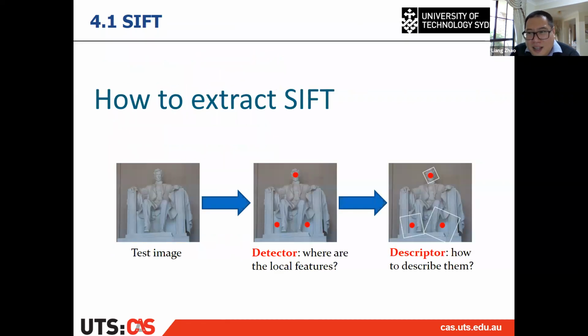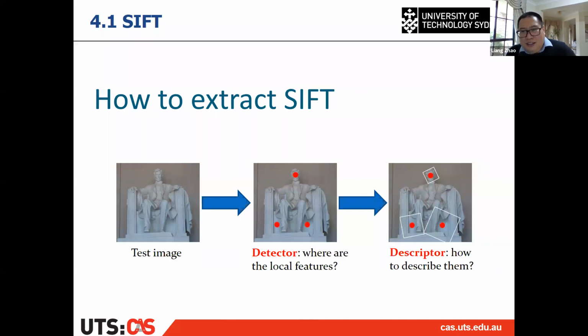Then let's introduce SIFT. SIFT has mainly two parts. One is the detector. The detector is to detect where the locations of the features are. So the detector just gets the feature locations. All right, so that's the detector.